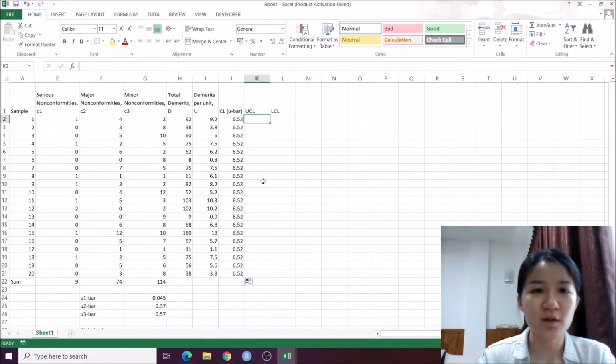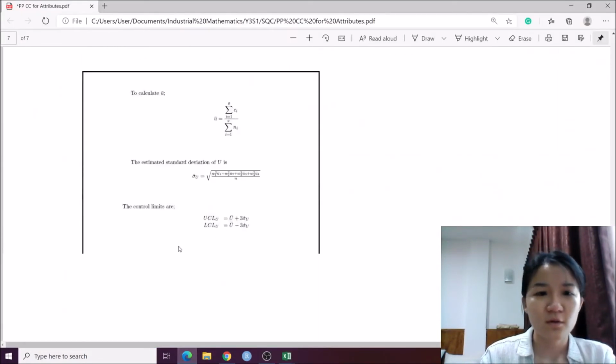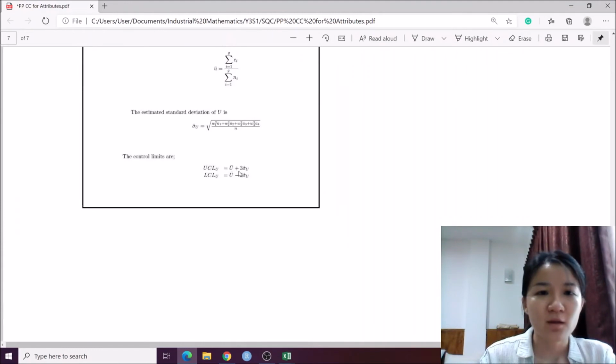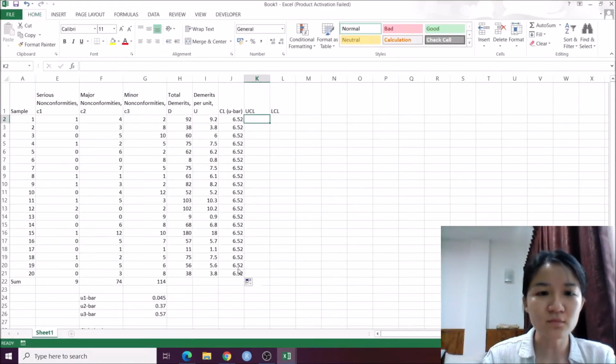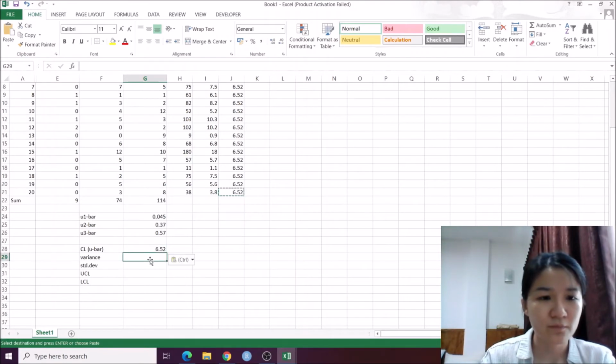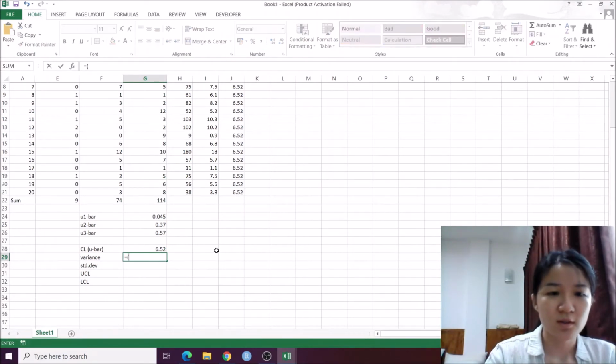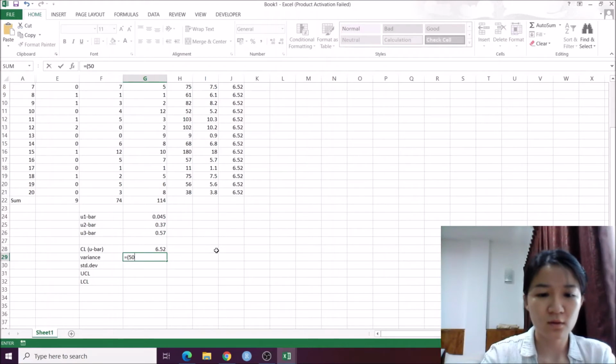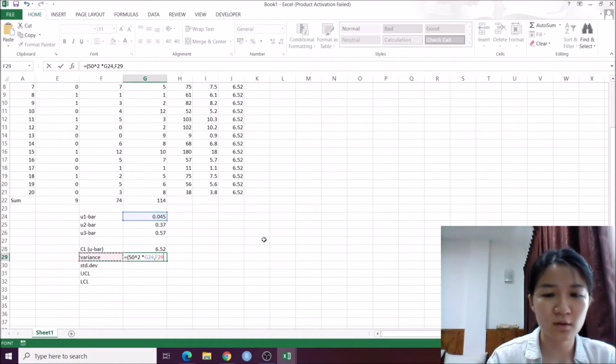And then next we calculate the UCL. From the notes here, we know that the UCL formula is the center line plus 3 standard deviations. Here, copy the value here. The variance, the formula of variance, is 50 squared divided by, multiplied by this one, and 10 squared multiplied by.